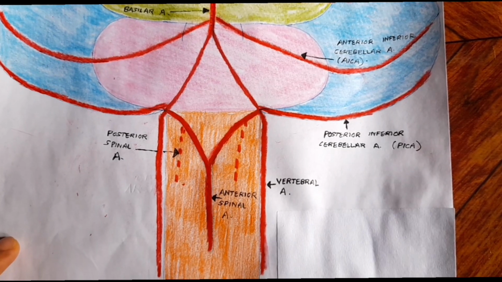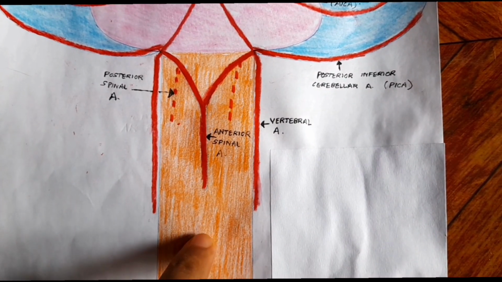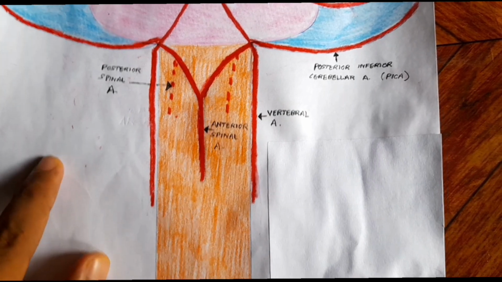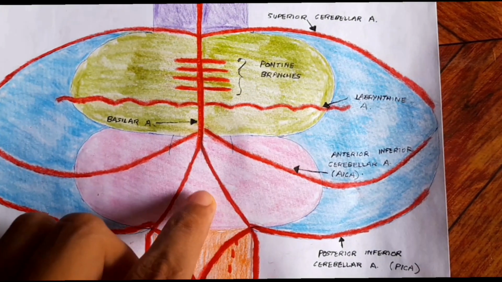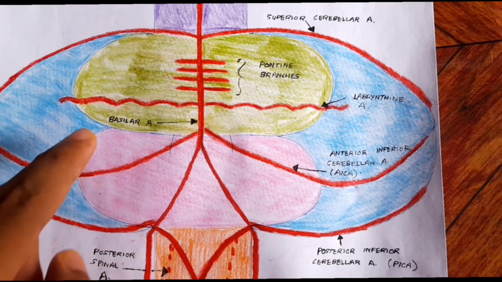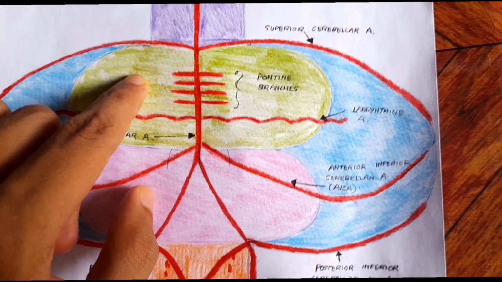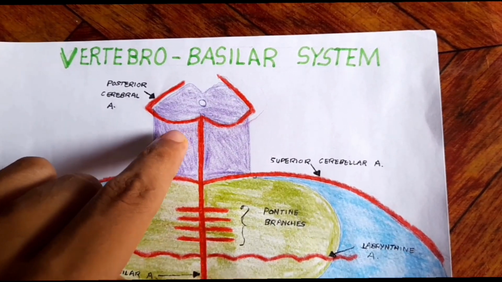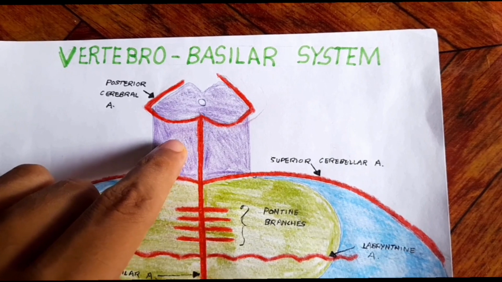Here we have this orange color, which is the spinal cord. And this pink color is the medulla. This green one above the medulla is the pons. And above the pons, the purple one is the midbrain.